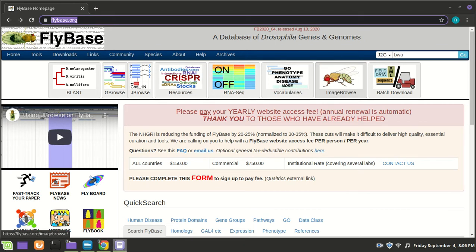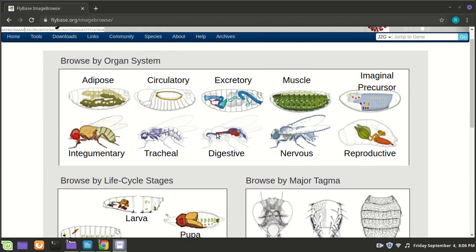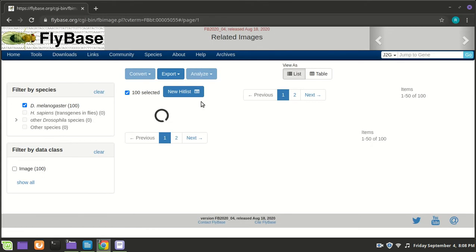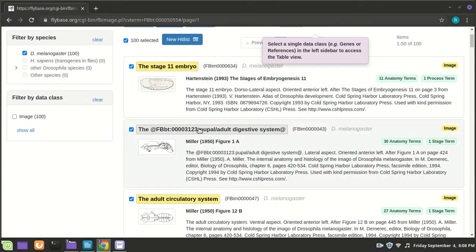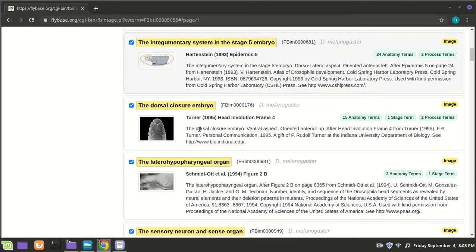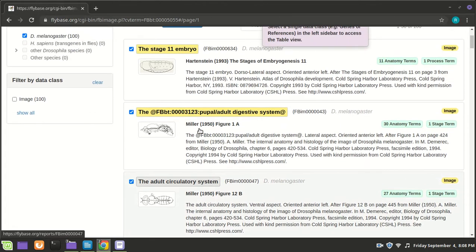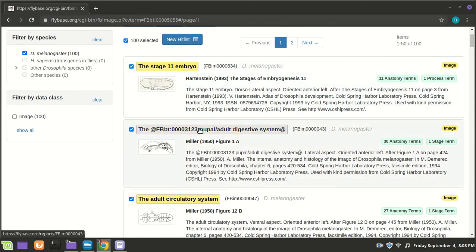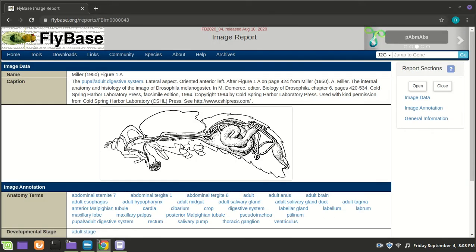For one of them is the image browse. And here you can go look at, let's look at the digestive system of the fly. All right, and you can find out things if you need to know about the digestive system. Maybe you have a mutation that affects the digestive system, and you want to talk about it. Whatever's going on affects the digestive system in this area. Maybe whatever we have here, I'm just picking the first thing here. Maybe you need to find out more about that to put in your paper.